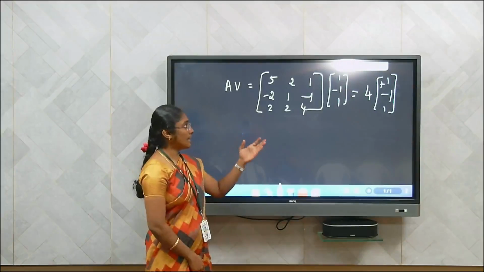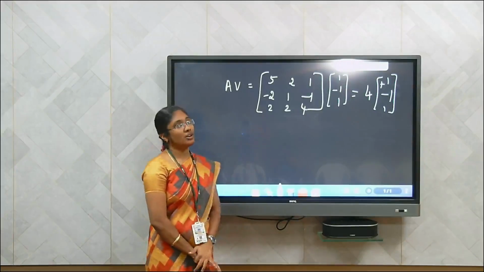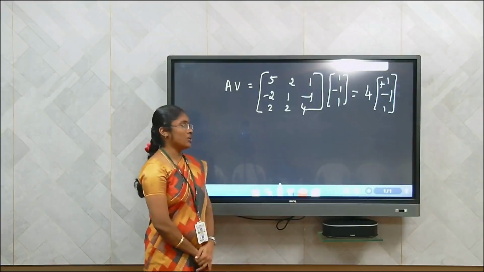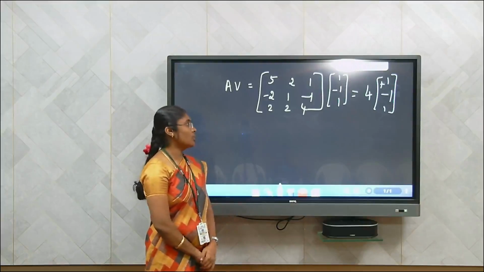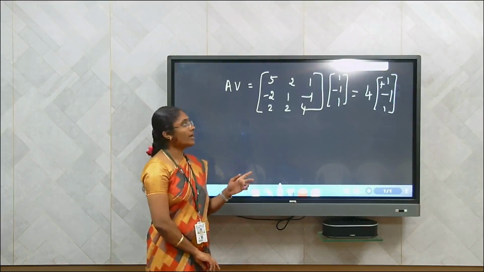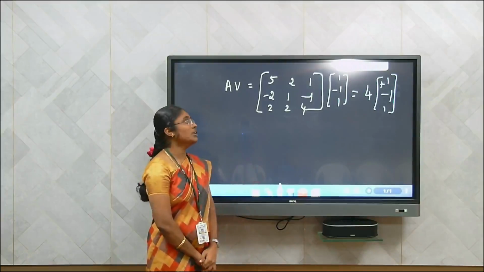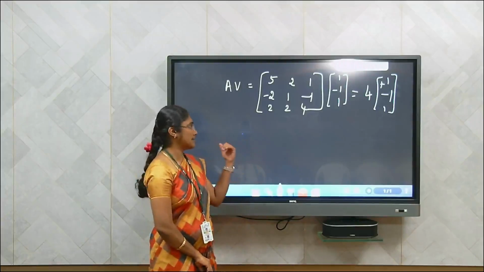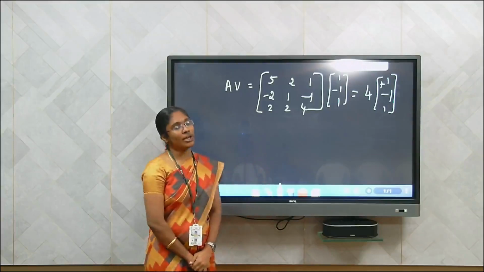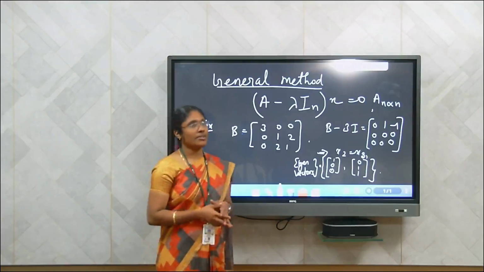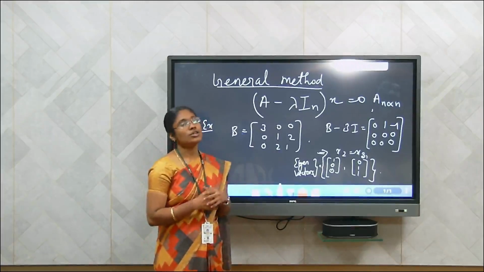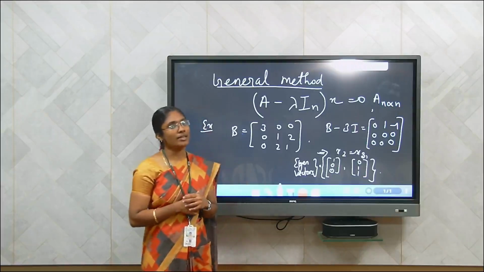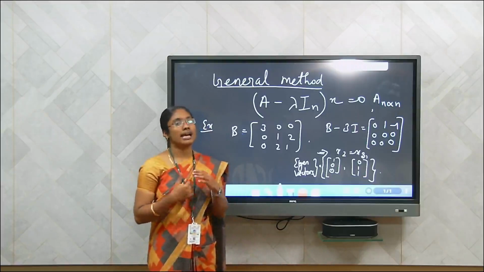So here I take the vector (1, -1, 1), which is a non-zero vector. Multiplying it with A gives 4 times (1, -1, 1). So that vector (1, -1, 1) when multiplied by A gives a constant multiple of the same vector, that is, 4 times (1, -1, 1). So 4 is said to be an eigenvalue of the matrix A corresponding to the eigenvector (1, -1, 1). Since there is a relationship between a linear transformation and its corresponding matrix, while finding the eigenvalues and eigenvectors of a linear transformation, it is enough to find the eigenvalues and eigenvectors of its corresponding matrix.